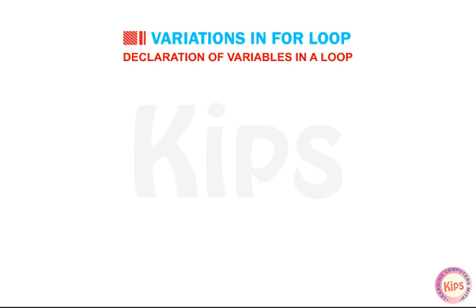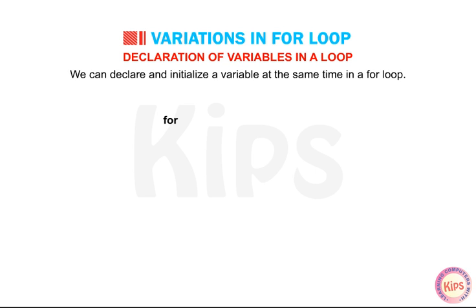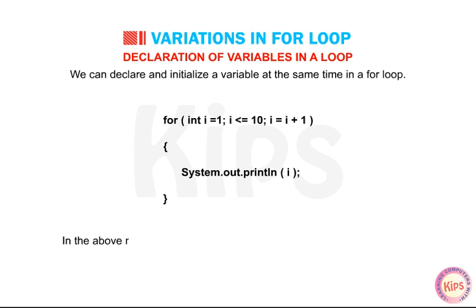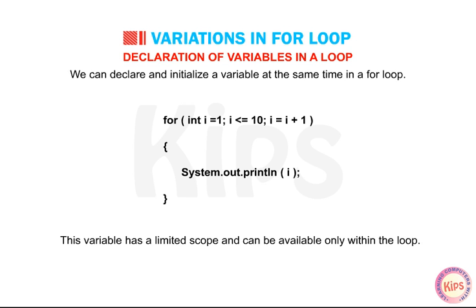Number 5, declaration of variables in a loop. We can declare and initialize a variable at the same time in a for loop. for (int i = 1; i <= 10; i = i + 1) { System.out.println(i); } In the above mentioned loop, the variable i has been declared and initialized. This variable has a limited scope and is available only within the loop.